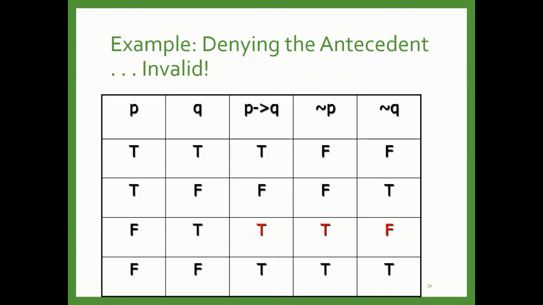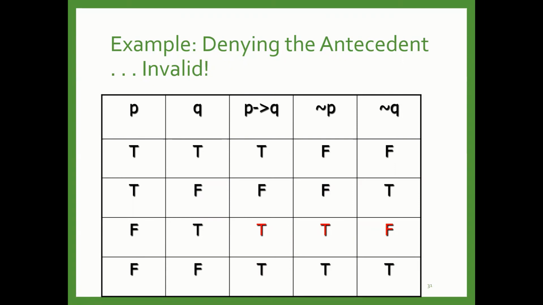Why? Because in that third row down, we have both premises being true. Our first premise, if P then Q, is true. Our second premise, not P, is true. But our conclusion, not Q, is false. So this seemed like it might be good reasoning, but in fact it is not.